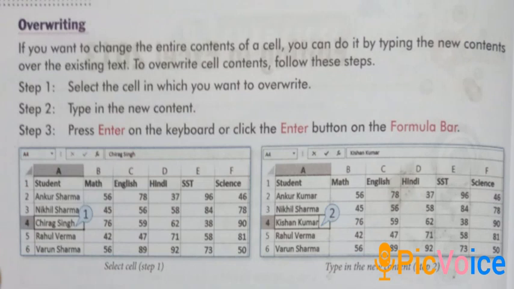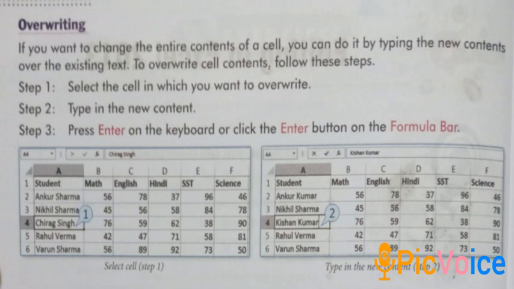Overwriting. If you want to change the entire contents of a cell, you can do it by typing the new contents over the existing text. To overwrite cell contents, follow these steps. Step 1: Select the cell in which you want to overwrite. Step 2: Type in the new content. Step 3: Press Enter on the keyboard or click the Enter button on the formula bar.